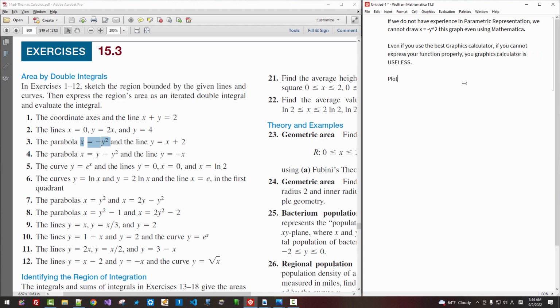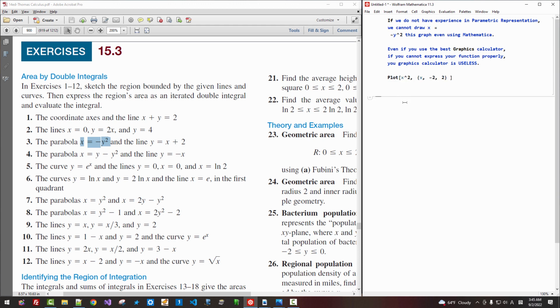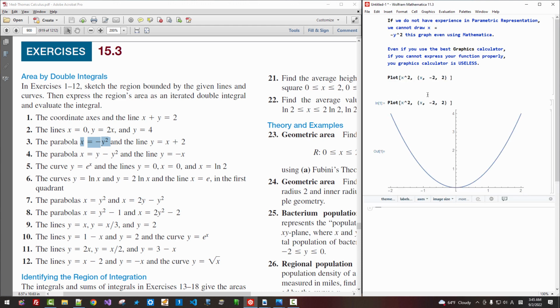Now plot x square minus 2x. We can draw this function. I have to change the style to input. I copy this, paste, enter. I have drawn quadratic function, but we cannot draw x equals y square in this manner. We have to do parameterization, or we need parametric representation, parametric plot.